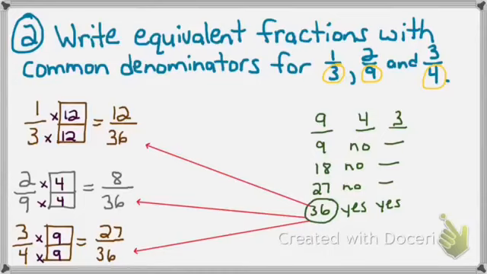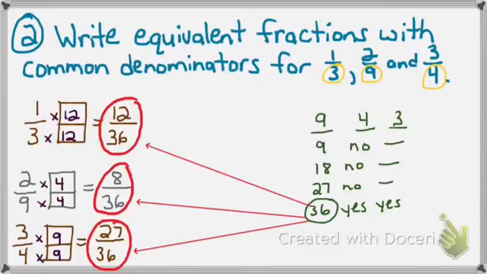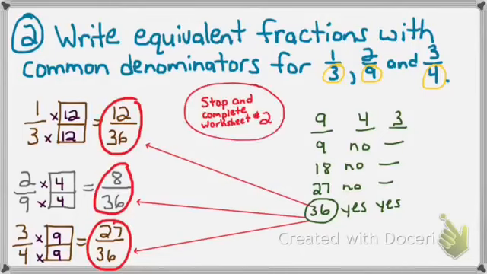27/36. I wrote fractions that were equivalent to my original fractions, and each of them has the same common denominator of 36. 12/36, 8/36, and 27/36. And those are my final answers.